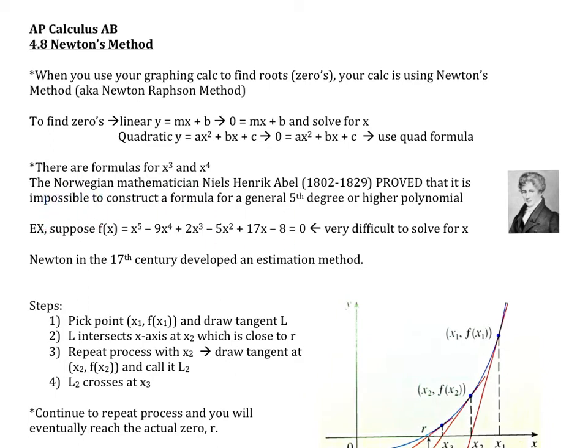Then this guy came along, the Norwegian mathematician Niels Henrik Abel, from 1802 to 1829. He was really young. Look at that, 27 years old. And that's what he looked like. And he proved that it is impossible to construct a formula for a fifth degree or higher polynomial. We do have an equation for the third, we do have an equation for the fourth, but they're really long and complex. And he came along and said, hey, that's about all we can do. For fifth and higher, there is no formula that can be developed to get the roots. So then how the heck do we get the roots?